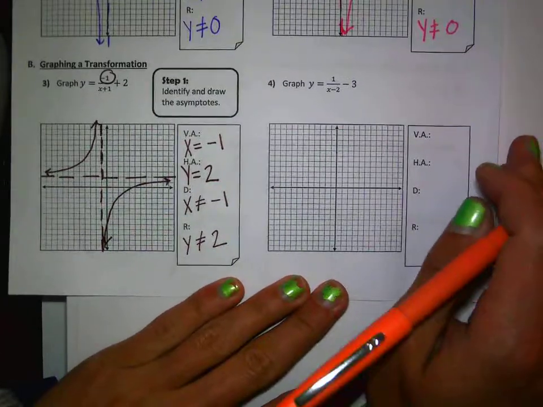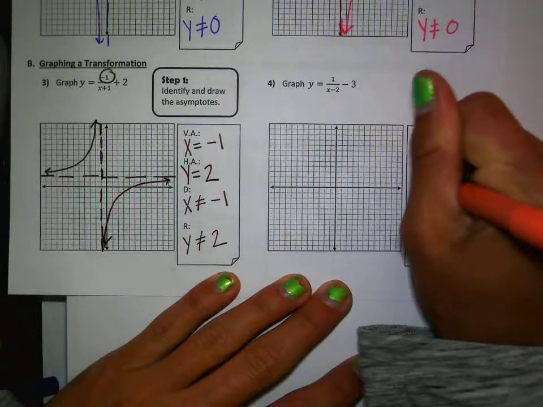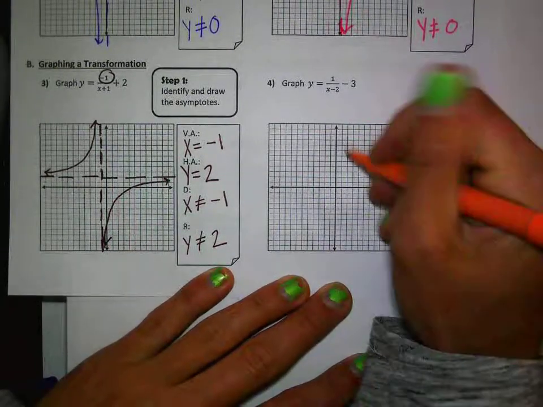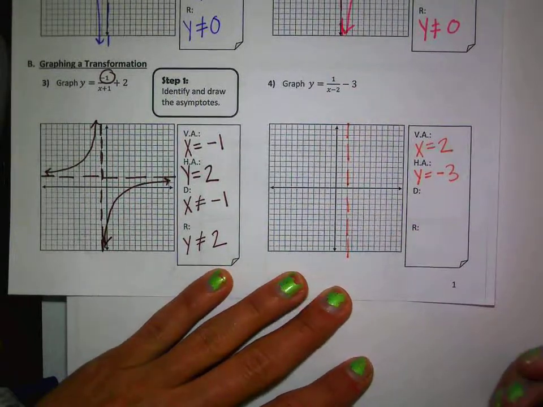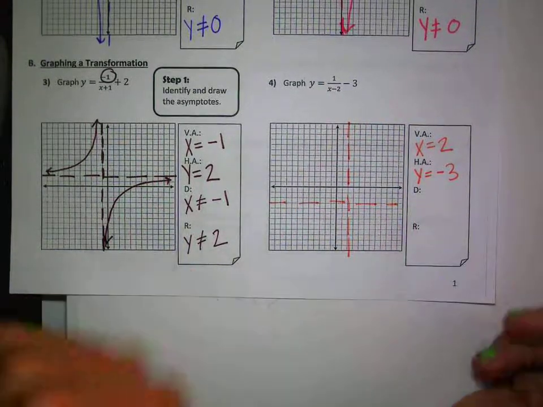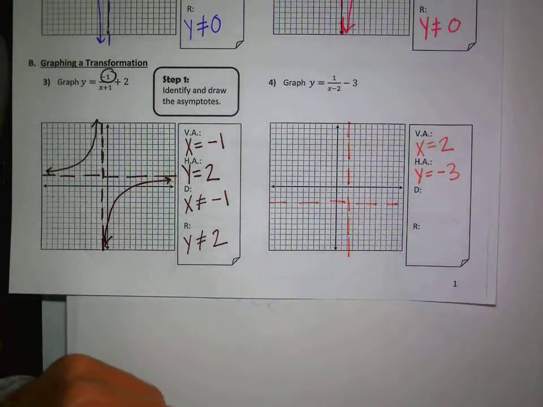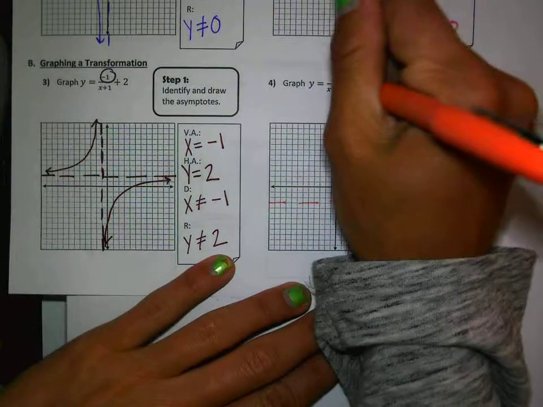Where is my vertical asymptote at? Positive 2. Where's my horizontal one at? -3. Good. So vertical one is here at 2, horizontal one down here at -3. And my bananas, are they in quadrants 1 and 3 or 2 and 4? 1 and 3, because it's positive here.